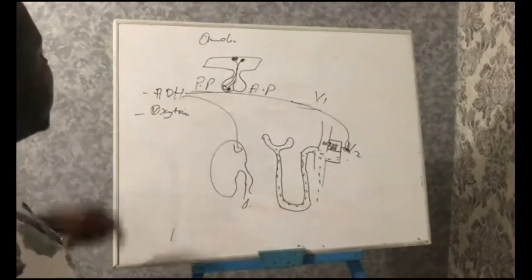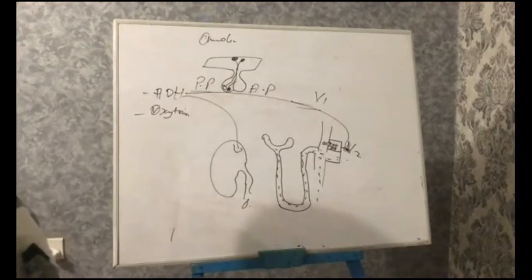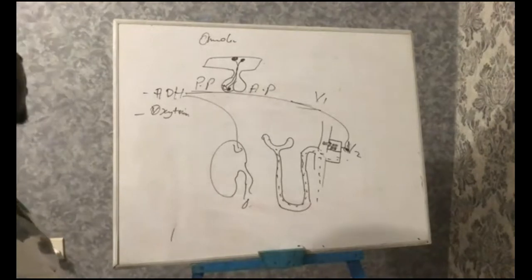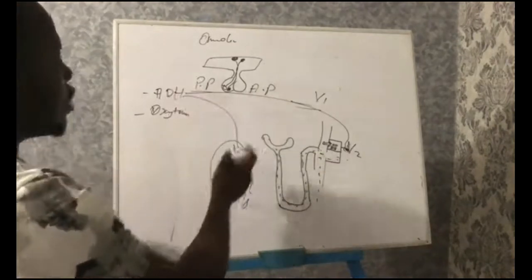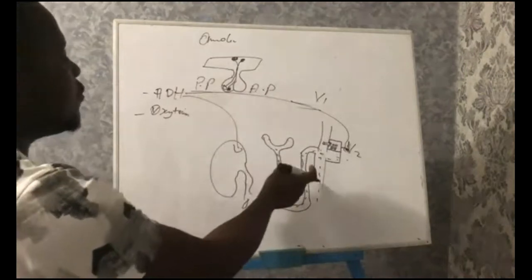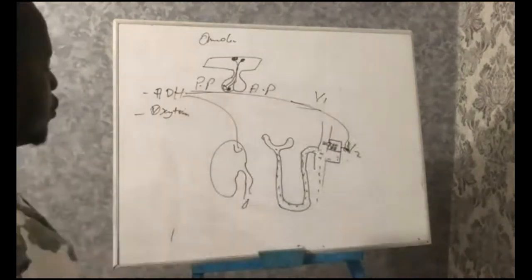So the function of ADH is to make sure that we don't get so dehydrated. It causes reabsorption of water. Once ADH is released, it causes reabsorption of water from the collecting tubules.